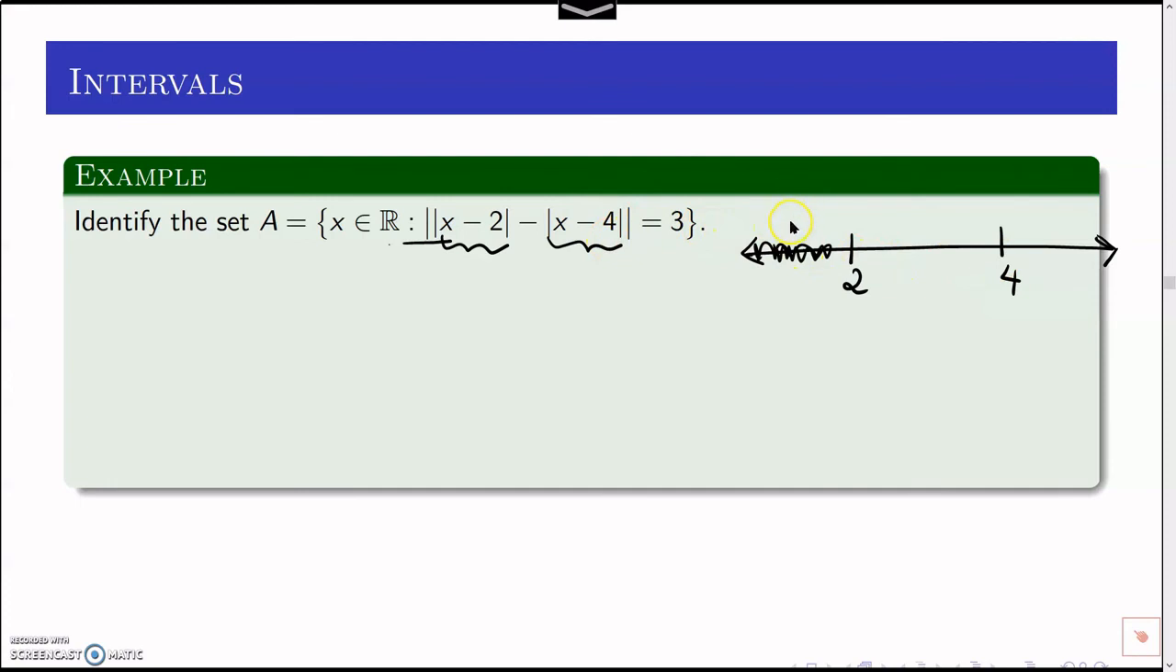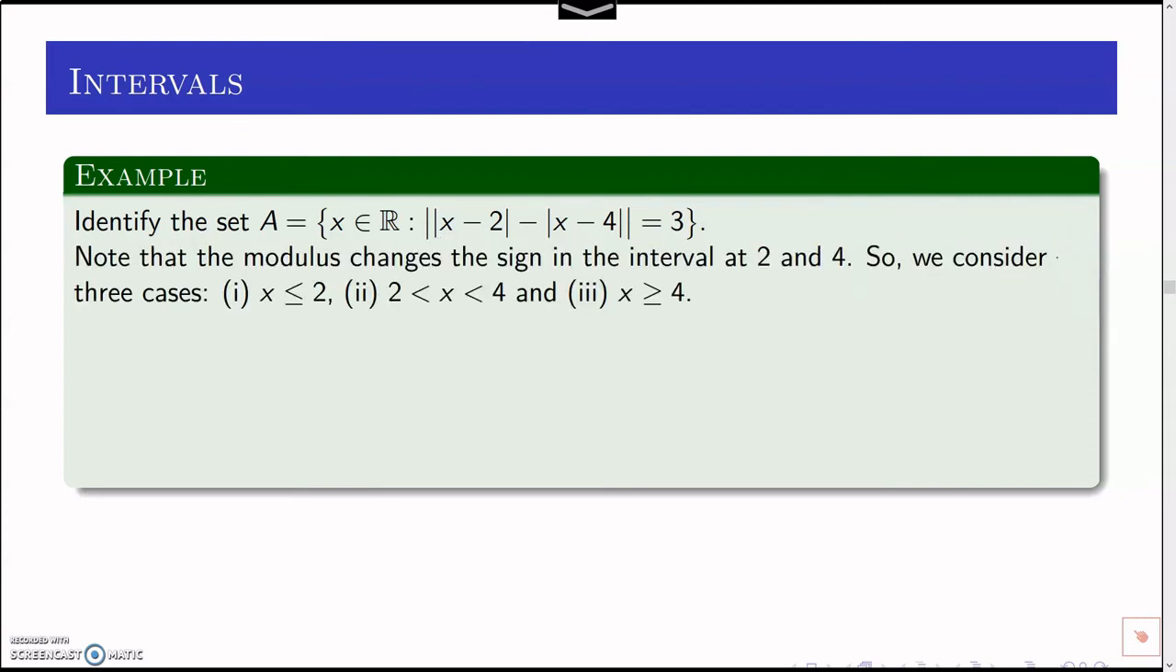Whereas if I pick a number in between 2 and 4, then x minus 2 would be positive and x minus 4 would be negative. And if I pick a number bigger than 4, then x minus 2 as well as x minus 4 will both be positive. So we will divide this problem into three cases: numbers less than 2, numbers between 2 and 4, and numbers bigger than 4. So the modulus changes sign at 2 and 4, and we consider these three cases.